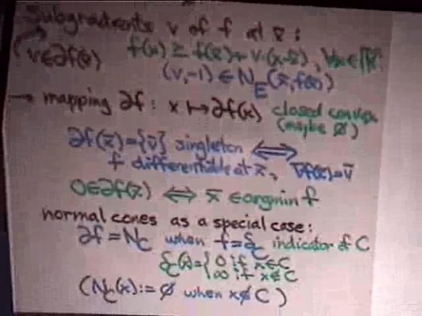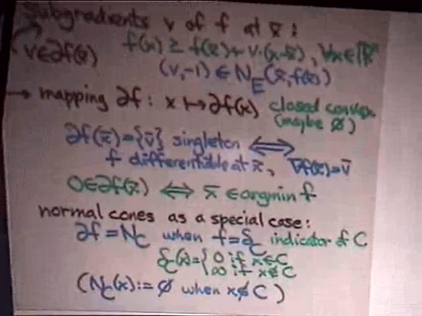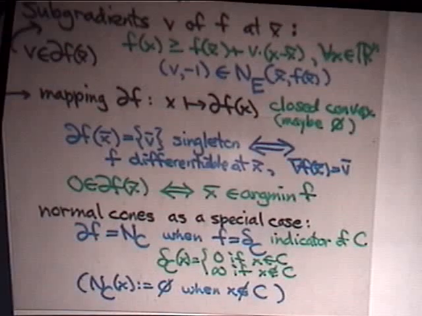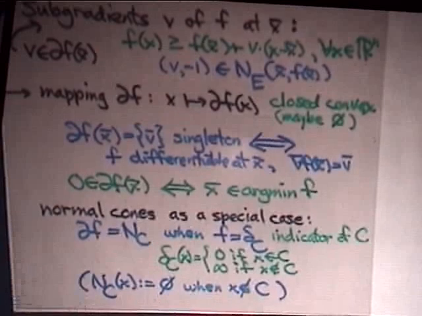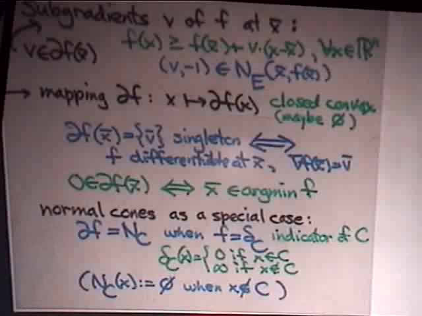And furthermore, normal cones are special cases, because the normal cone is a subgradient mapping associated with the so-called indicator of the set C. That's the function which is 0 on the set C and plus infinity outside the set C. So to study normal cone mappings, we can embed this in studying something more general: subgradient mappings.